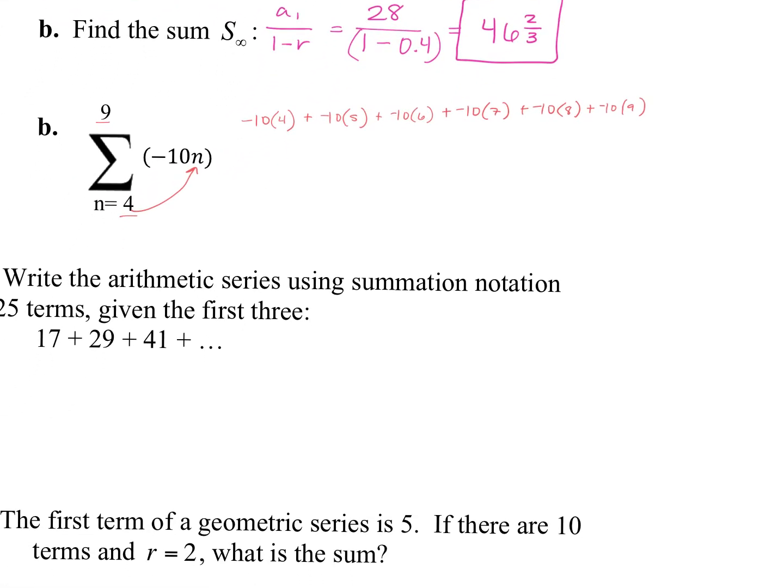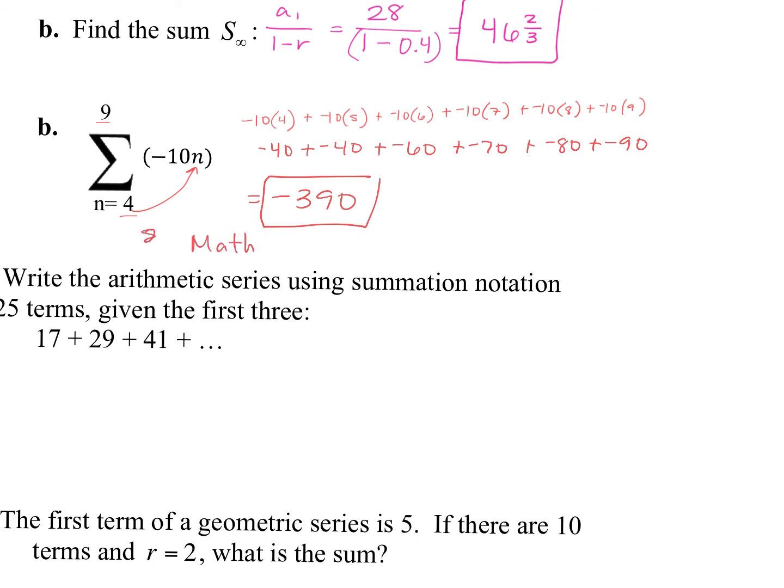If you simplify that, negative 40 plus negative 50 plus negative 60 plus negative 70 plus negative 80 plus negative 90, work that all out, and what does that come out to? Negative 390. If you plugged it into your calculator, you would get the same thing. Remember, if you're going to do the calculator way, you hit the math button, then 0, and then type in all your pieces.